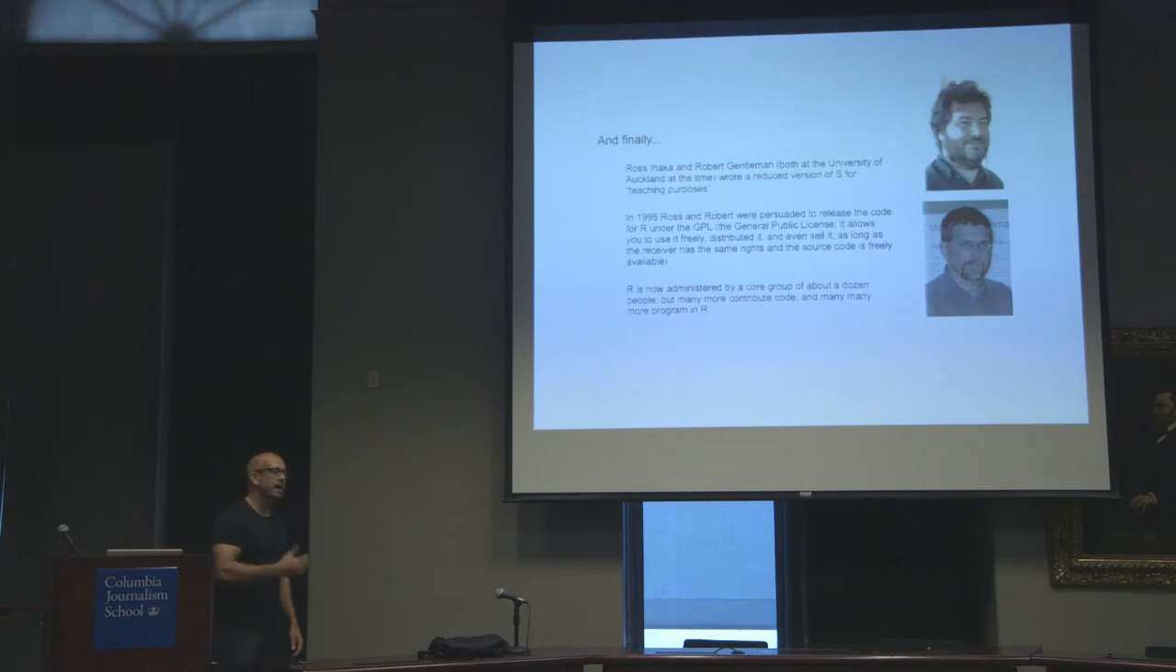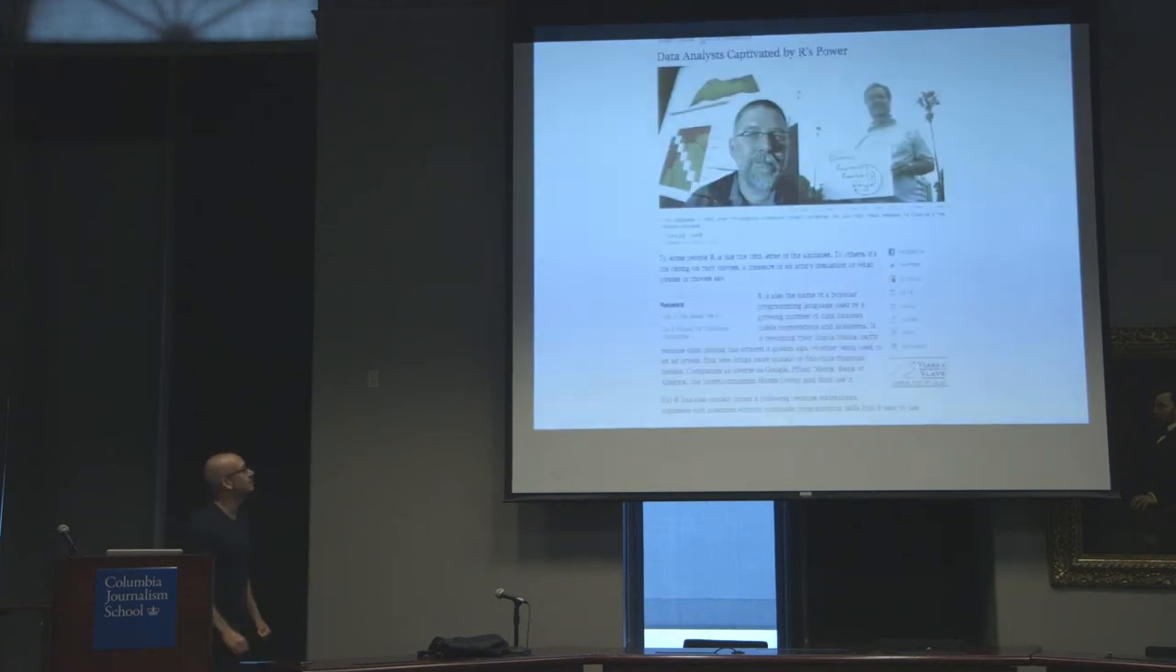R comes in because S is a for-sale piece of software. And you had two faculty members in New Zealand, Ross Ihaka and Rob Gentleman, who wanted to use something like S for teaching but didn't want to have to buy it. So they started rewriting S from the ground up, and eventually it became R. Rob, Ross, R. Anyway, this is Rob and Ross now, many years later, looking a whole lot chubbier and a whole lot goateed.